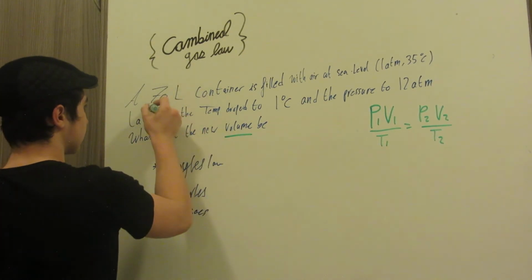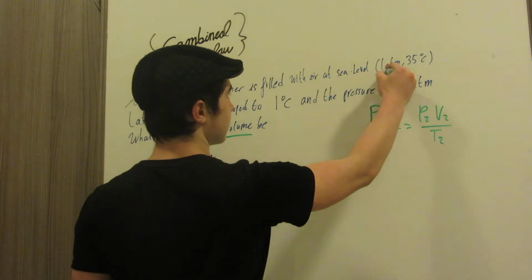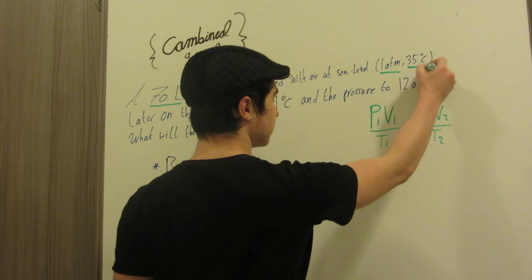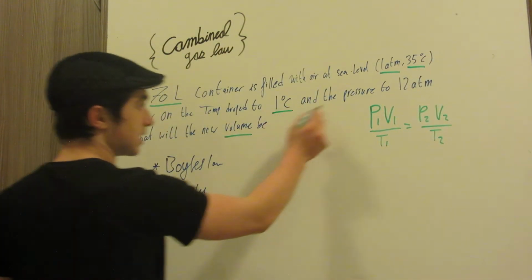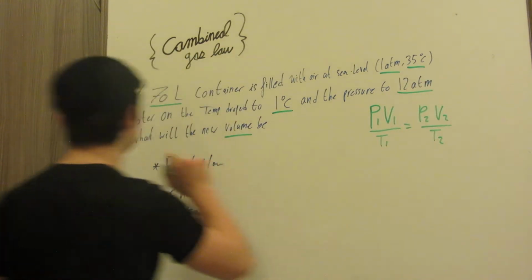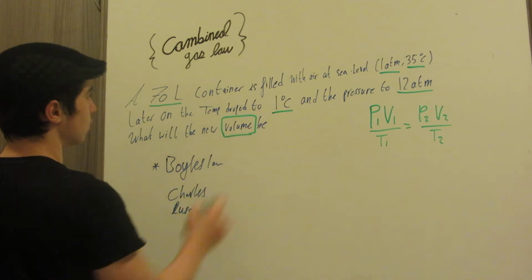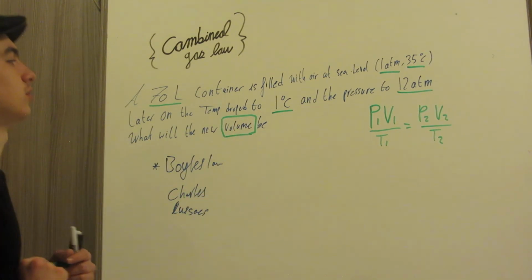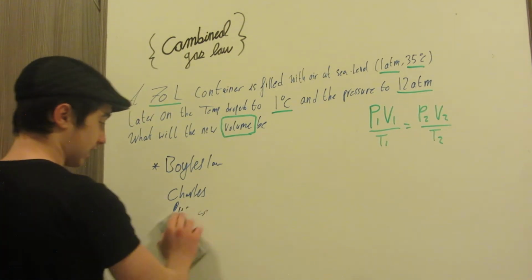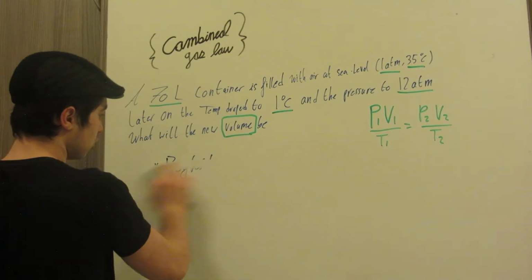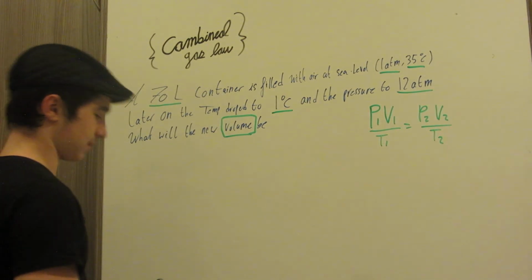The givens are 70 liters in a container with a pressure of 1 atm, temperature of 35 Celsius, then the temperature dropped to 1 Celsius, and the pressure increased to 12 atm. So what will the new volume be? That means volume is unknown, as they ask what will the new volume be. Let's start. First things first, as a small rule that I tell most people, always write down what you have or what's given, especially in chemistry.